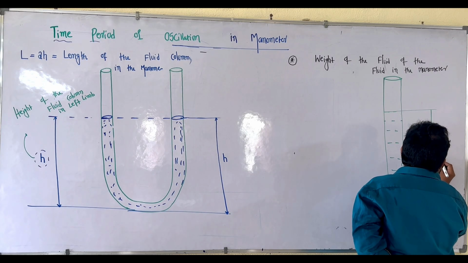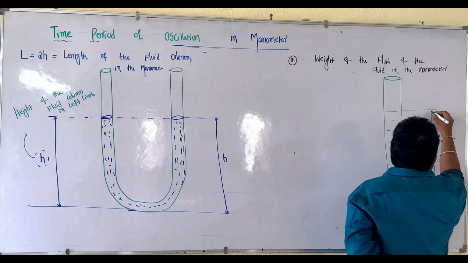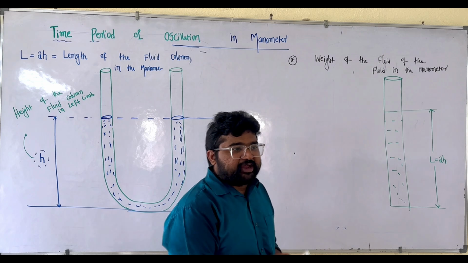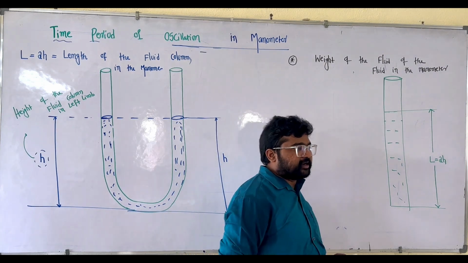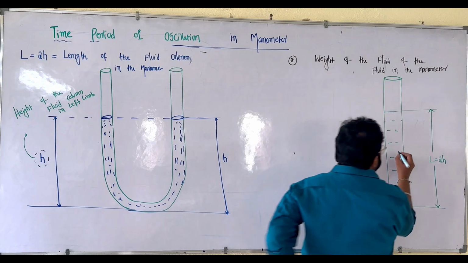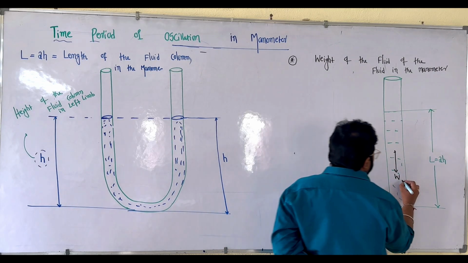This is the length of the fluid column. L equal to how much? L equals 2h. What is the total weight of the fluid present in the manometer? Weight of the fluid.